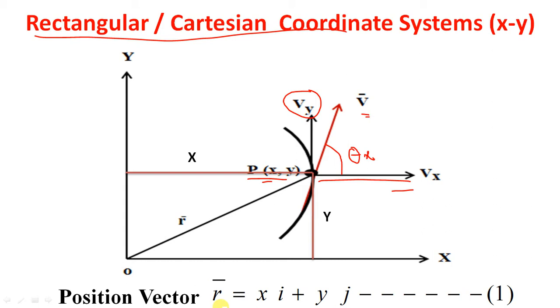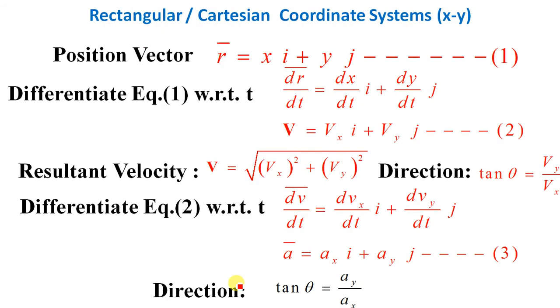This position vector r can be shown by xi plus yj, where i and j are the unit vectors along x and y direction respectively. So in the rectangular Cartesian coordinate system, the position vector r bar is equal to xi plus yj, where i and j are the unit vectors along x and y axis respectively. Now in order to find the velocity vector, we have to differentiate this equation number 1.